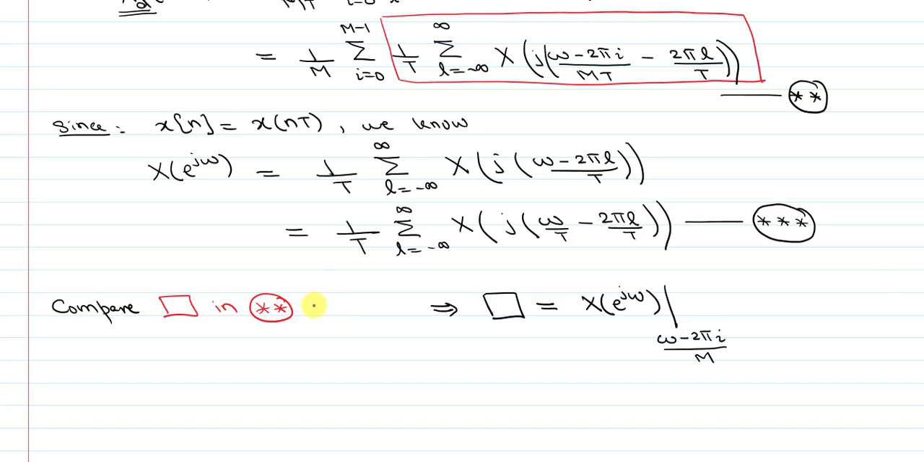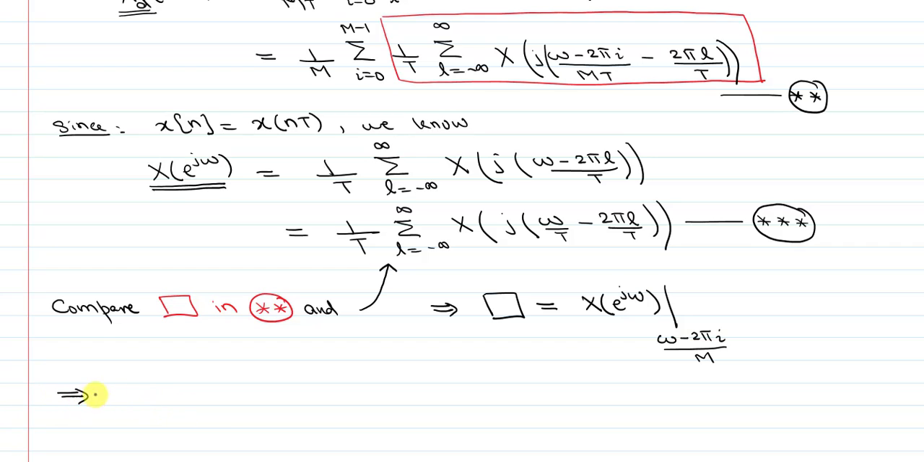And let me compare the box in double star with this quantity. So what we see is that the box in double star is simply X of e to the j omega, but I am replacing little omega with little omega minus 2 pi i over M. So I just plug that into double star.